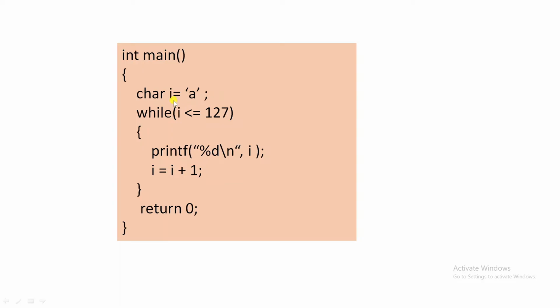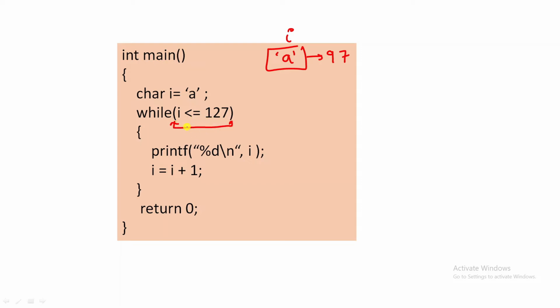So basically we have initialized a variable i, which is of character type, with 'a', or you can say ASCII value 97 is stored inside it. Now we are comparing that till the time i is less than or equal to 127, right?